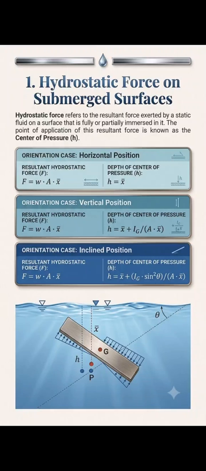Orientation case: inclined position. Resultant hydrostatic force F is equal to W A x bar. Depth of center of pressure h is equal to x bar plus Ig sin squared theta divided by A x bar.